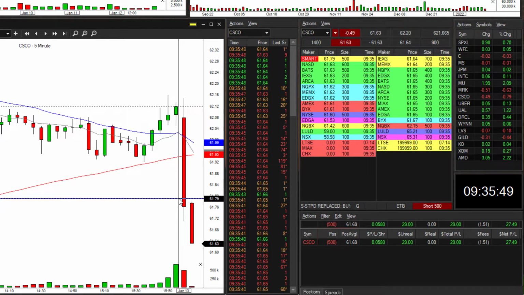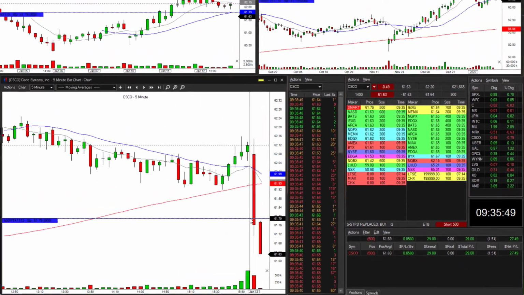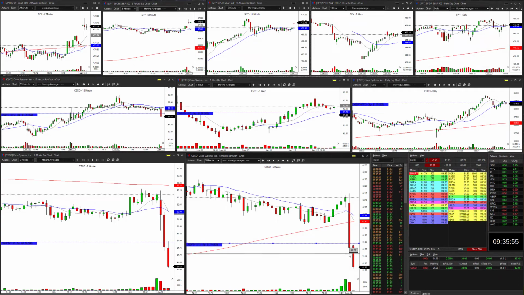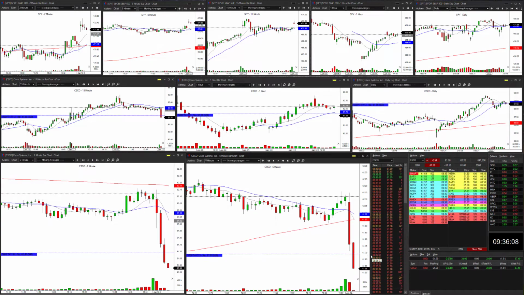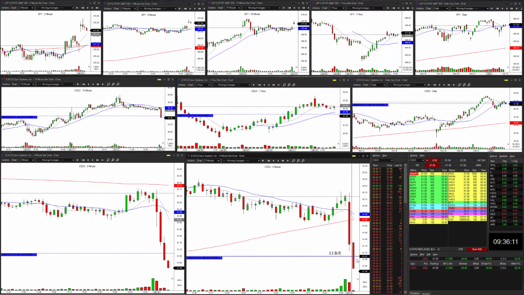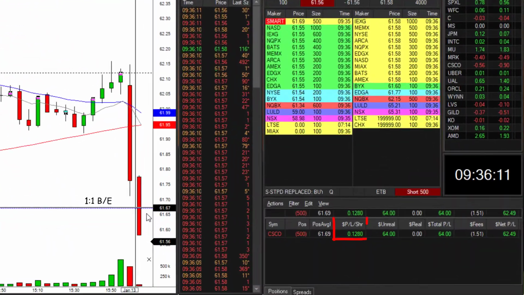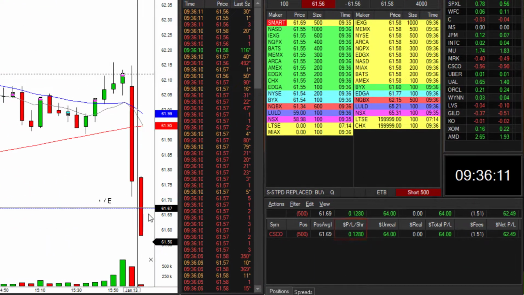$61.69. Now if you look at the second square up above in the level 2, you will notice my protective stop for 500 shares at $61.79. In total, 10-cent risk times 500 shares equals plus or minus $50 depending on the slippage. My next move here was a stop adjustment to break even after Cisco moved 10 cents, my original risk, in my desired direction.